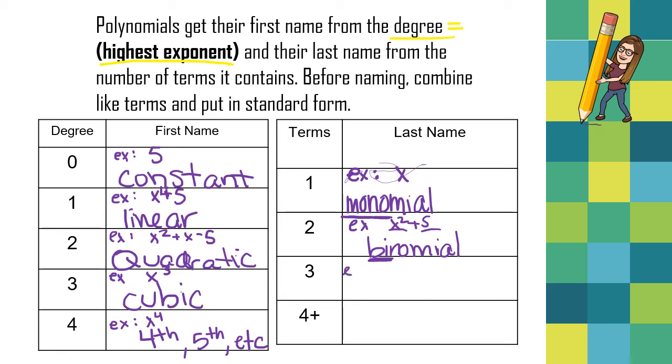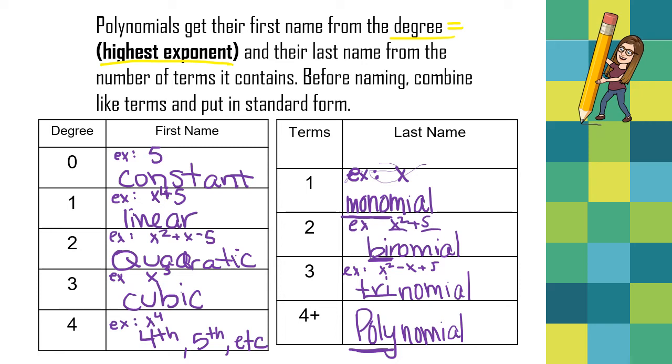Three, we're talking three terms. So for example, x squared minus x plus 5, three pieces of information. Think of the prefix for three. What's something that has three? Tricycle, so trinomial. Four or more, there are sometimes different names that are used, but we're just going to stick to polynomial, okay? Poly meaning many, so polynomial.